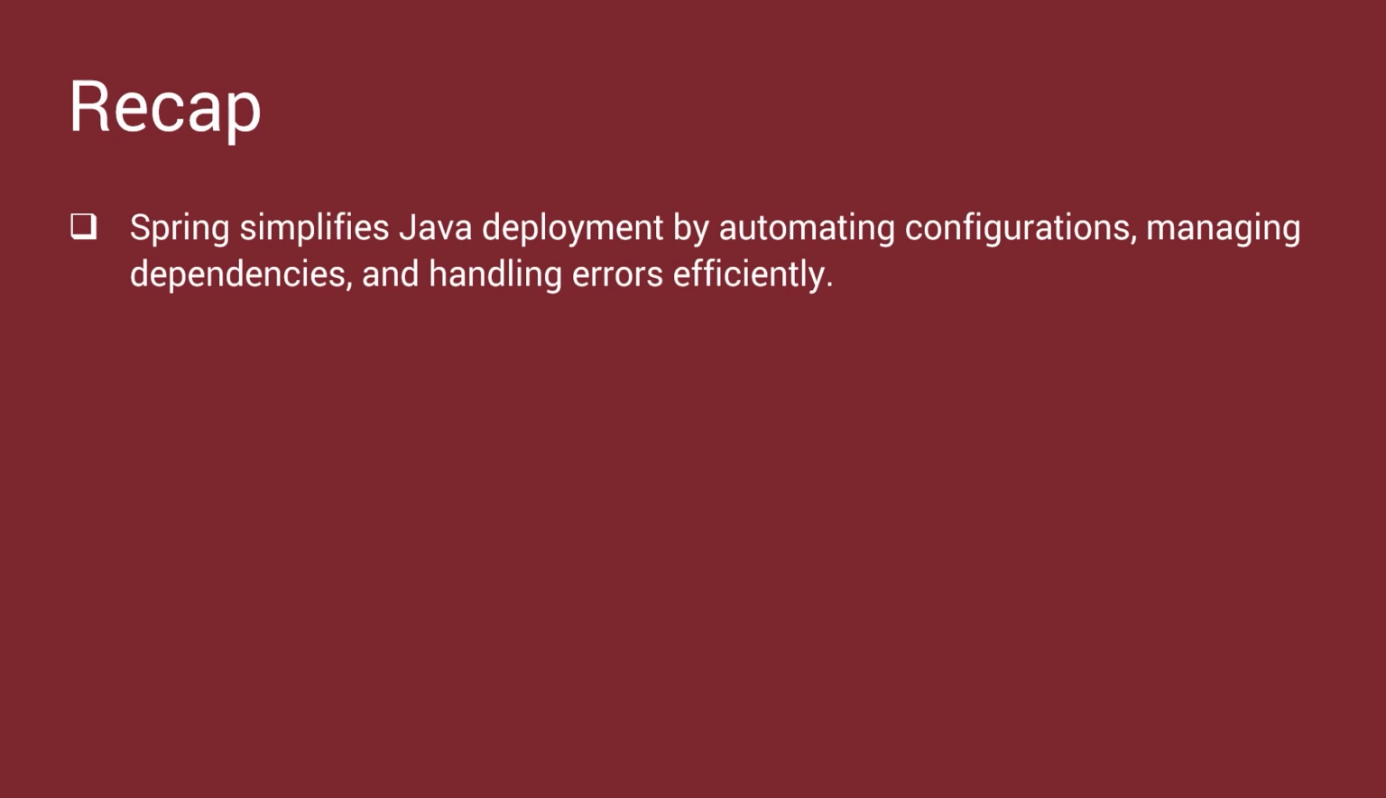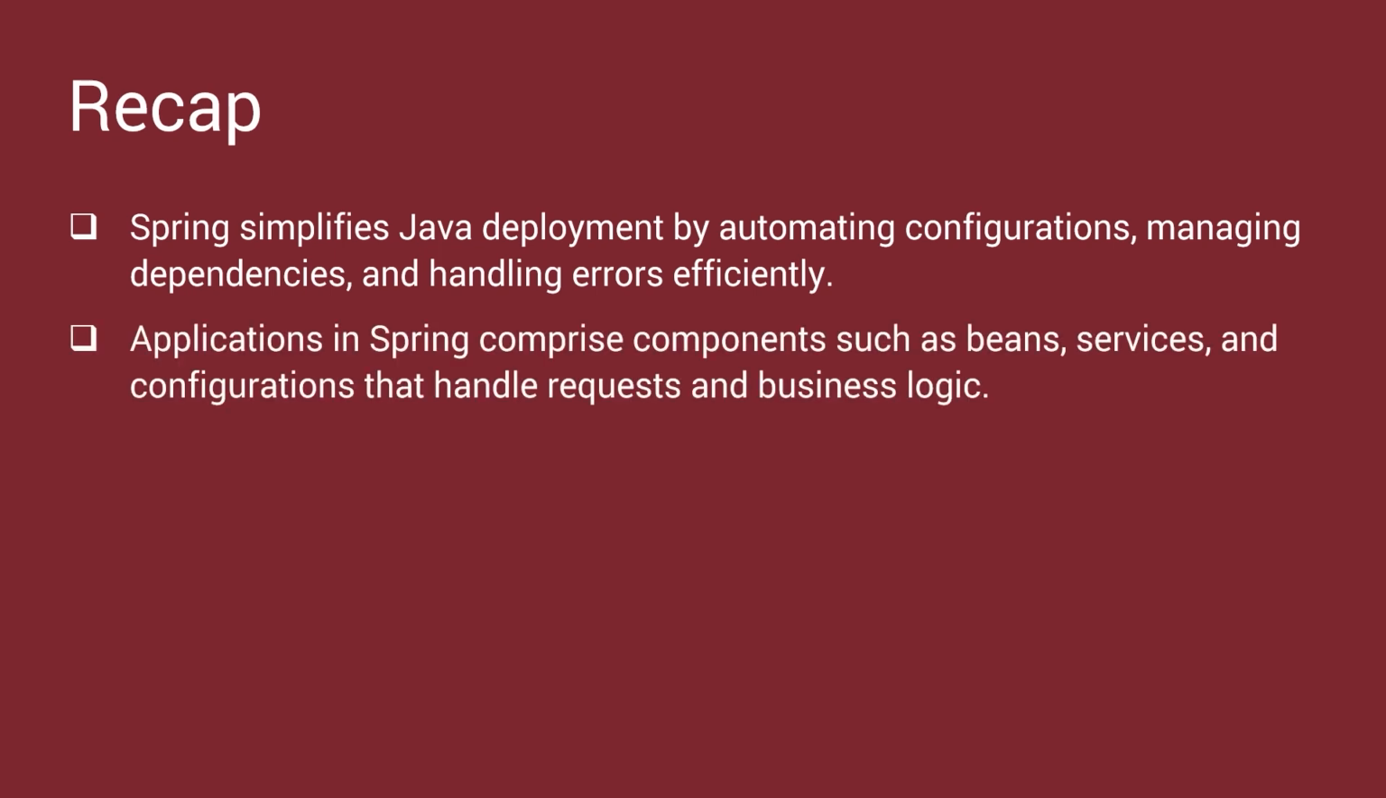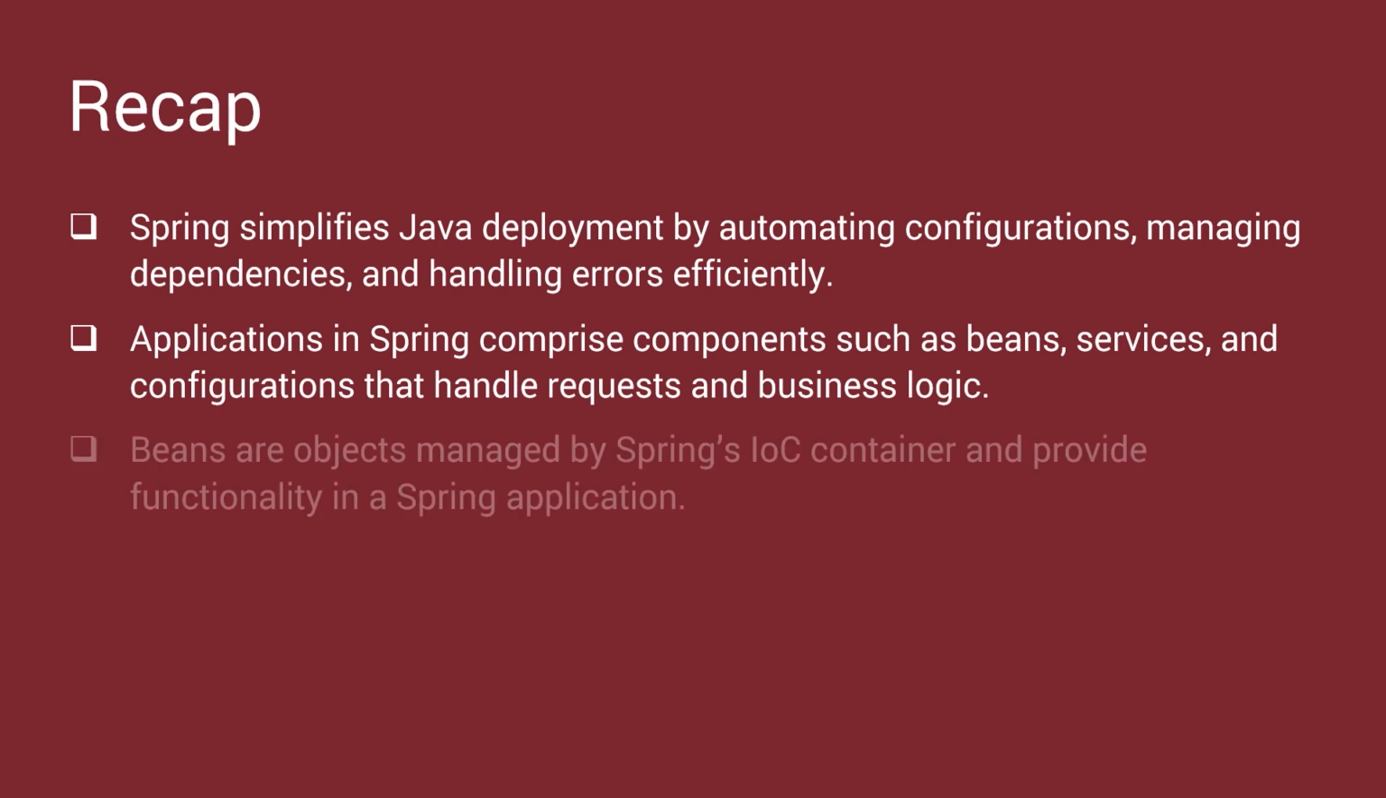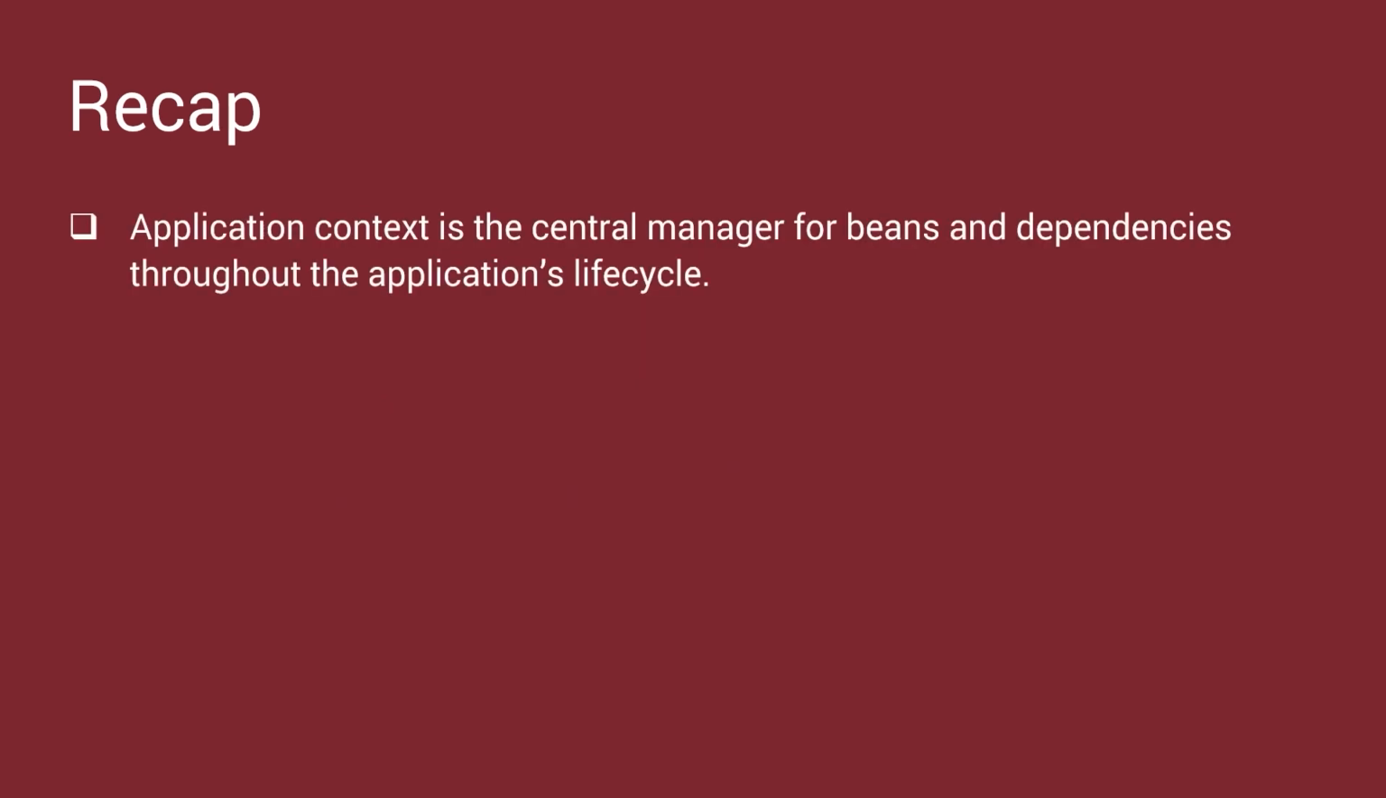In this video, you learned that Spring simplifies Java deployment by automating configurations, managing dependencies, and efficiently handling errors. Applications in Spring comprise components such as beans, services, and configurations that handle requests and business logic. Beans are objects managed by Spring's IOC container and provide functionality in a Spring application. Application context is the central manager for beans and dependencies throughout the application's lifecycle.